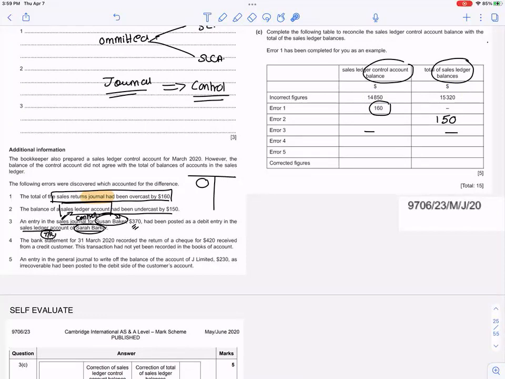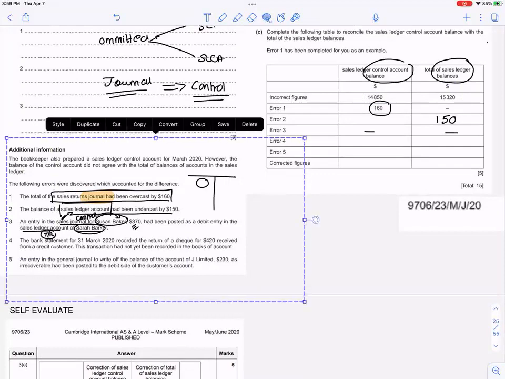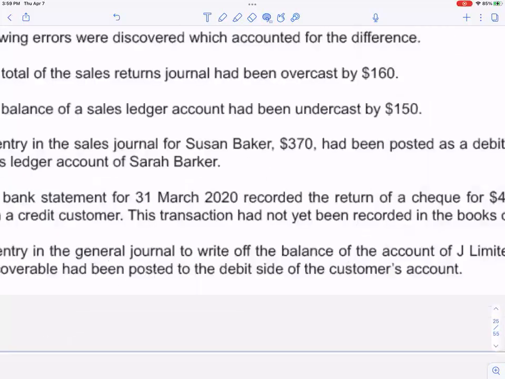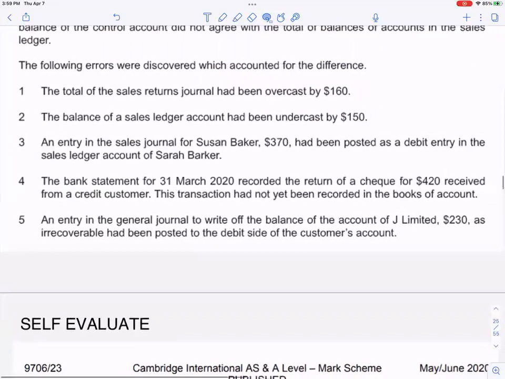Are you with me? Yes. Come on, let's read the next one. Read properly and tell me what has to be done.